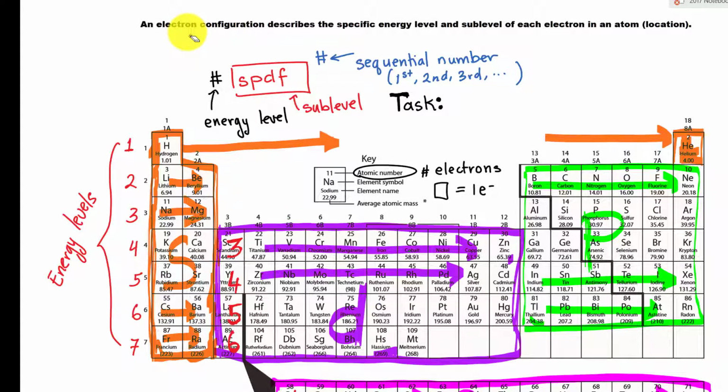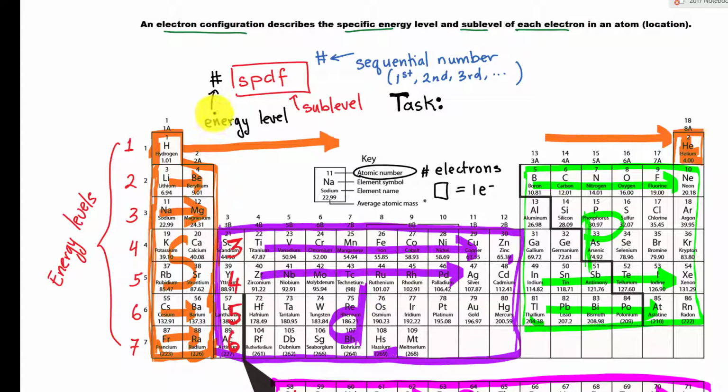In this lesson, we are going to look at electron configuration, and we use electron configuration to describe the specific energy level and sublevel of each electron in an atom. Basically, we're talking about the location of each electron. Now, the beautiful thing about this is that we can actually use the periodic table to write an electron configuration. But first of all, let's look at the format.